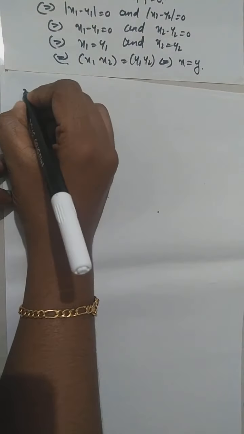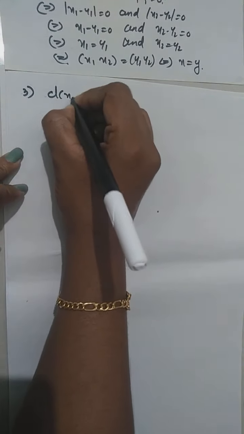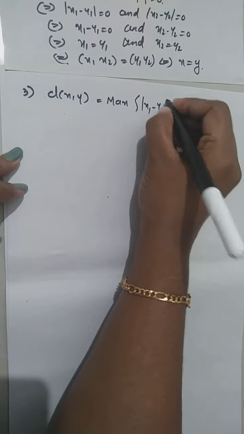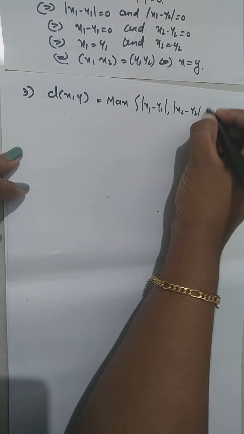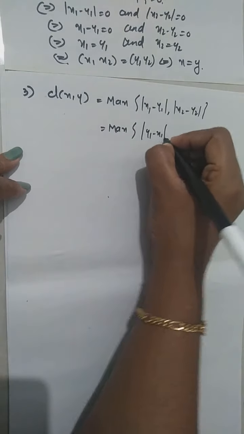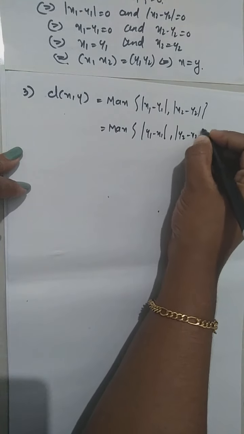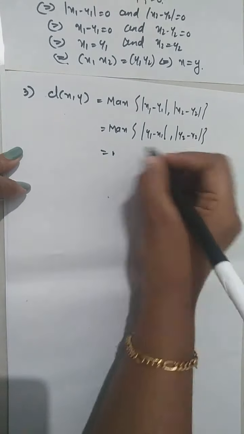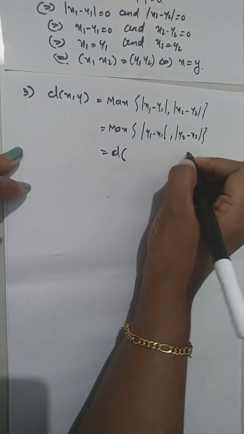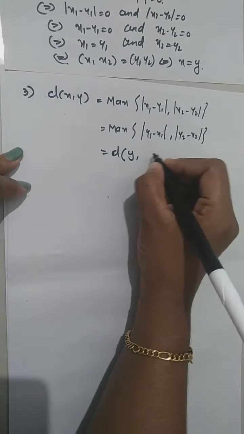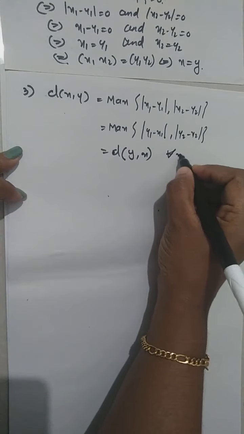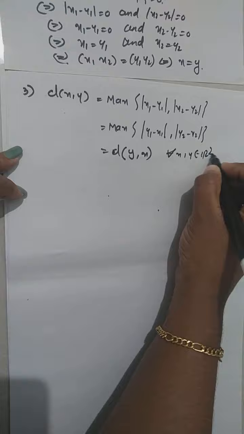Now for the third property, symmetry, consider d(x,y). By definition it is the maximum of modulus of x1 minus y1, comma, x2 minus y2. This can be written as the maximum of modulus of y1 minus x1, comma, y2 minus x2. By definition this is d of (y1, y2) comma (x1, x2). What is (y1, y2)? y. What is (x1, x2)? x. So we get d(x,y) equal to d(y,x) for every x, y in R2. So symmetry will be true.